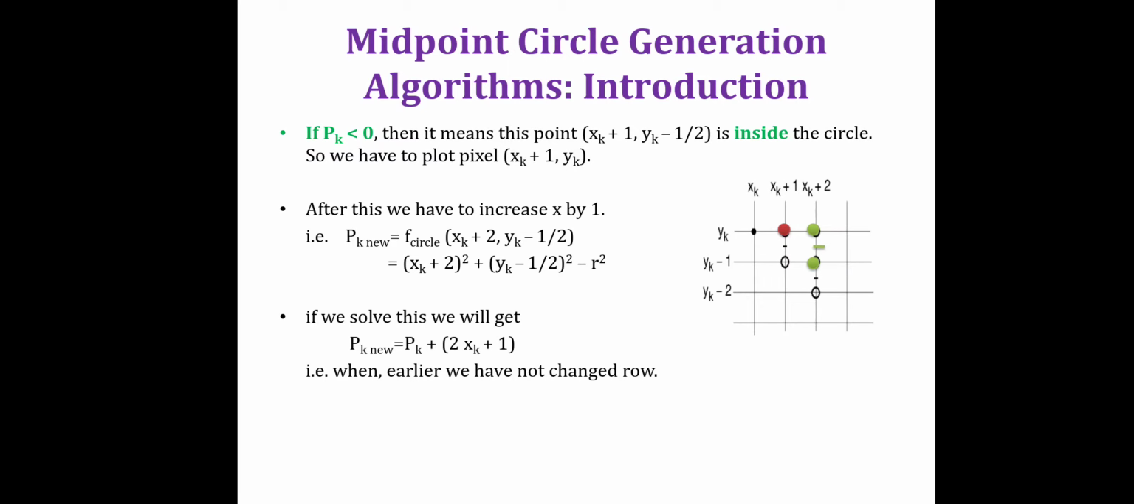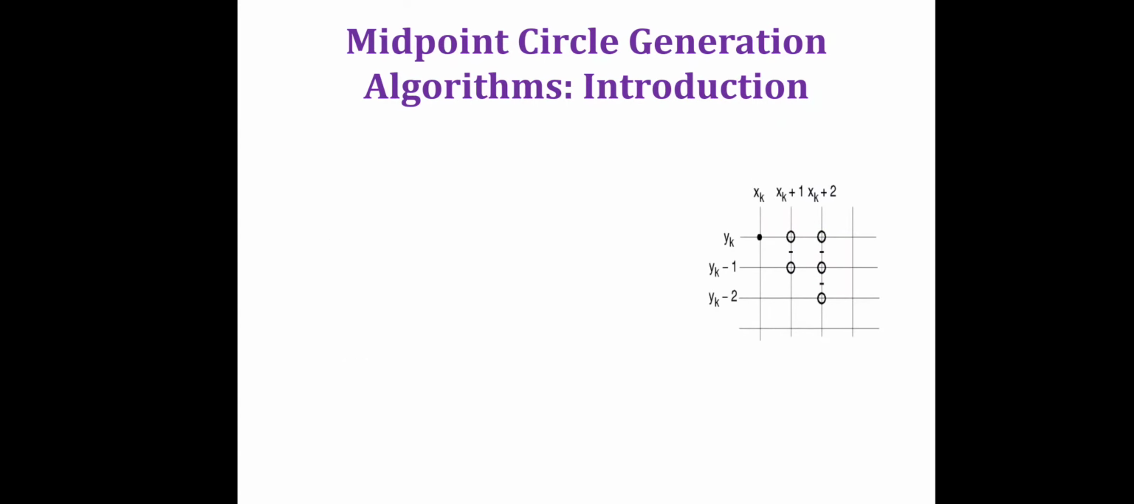subtraction. So after subtracting that pk from this pk new, we are getting pk new is equal to pk plus 2 xk plus 1. So here there is no change in the row, only change in the column, means x is incremented by 1 but there is no change in the y value. Okay, this is if pk is less than 0.